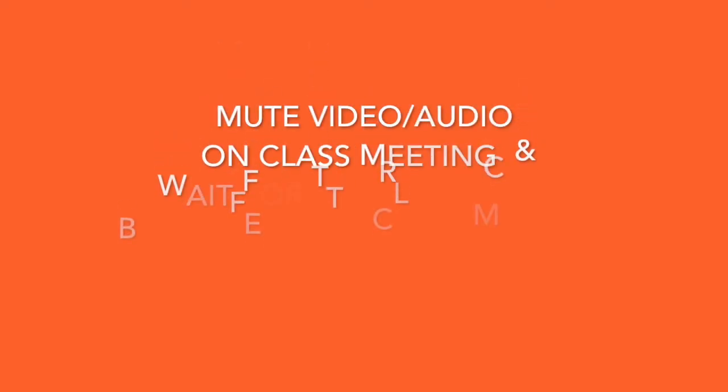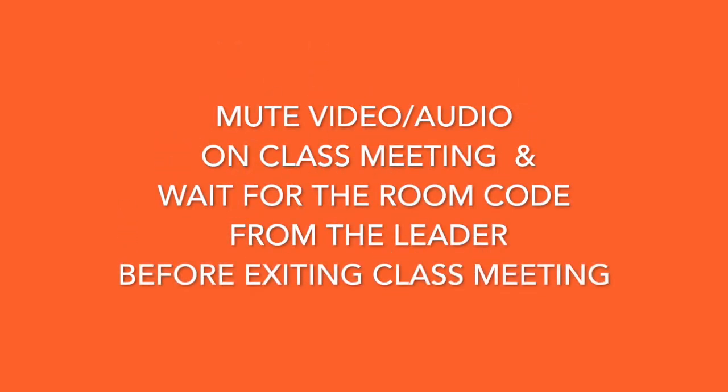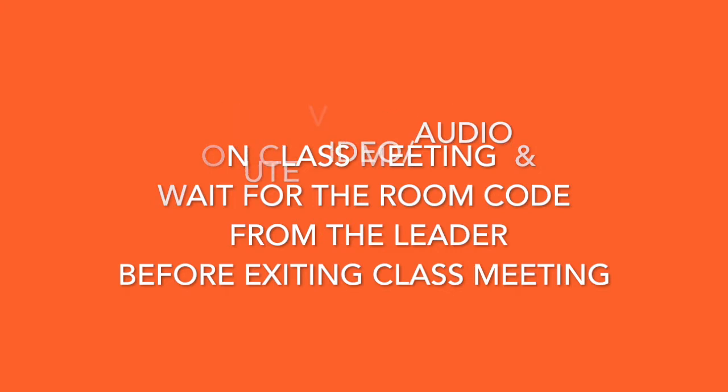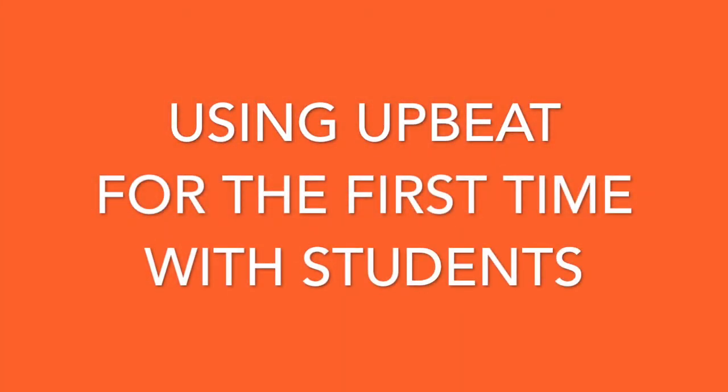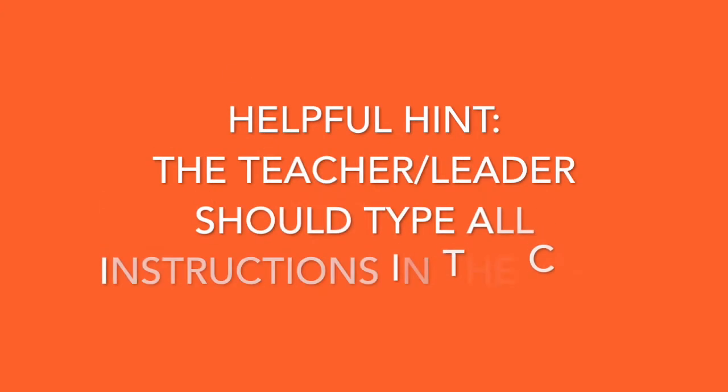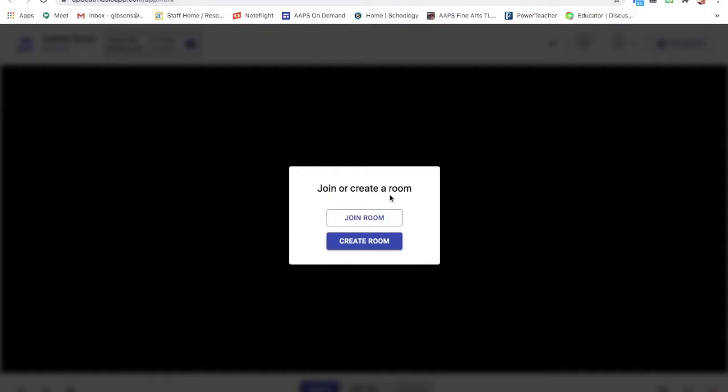As we enter our Upbeat rooms, please mute the video and audio of our class meeting and wait for the room code from the leader before exiting the class meeting. Everyone click the Upbeat app button at the bottom. Okay, I'm going to be the leader, so I'm going to create the room. You click Join Room, and I will give you the code.